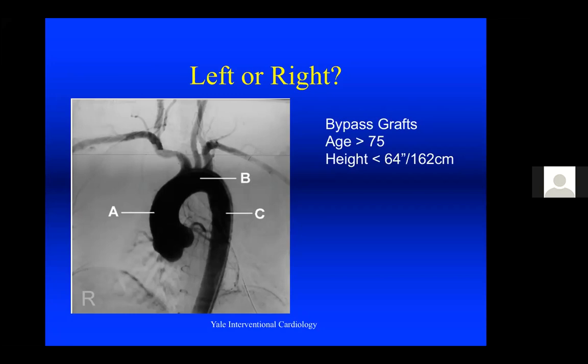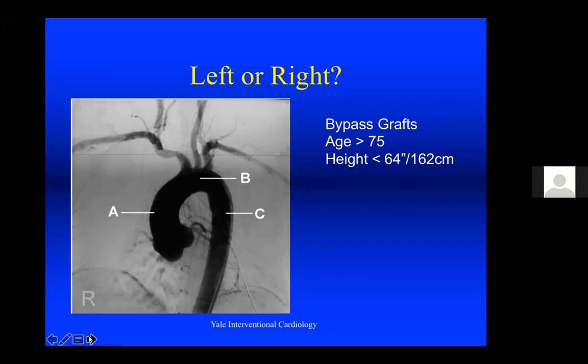And then very short people too, the ascending is really short, and this angle can be tough to get down and get your catheters in a good situation in the sinuses. Those are the three situations where you may favor left radial access.